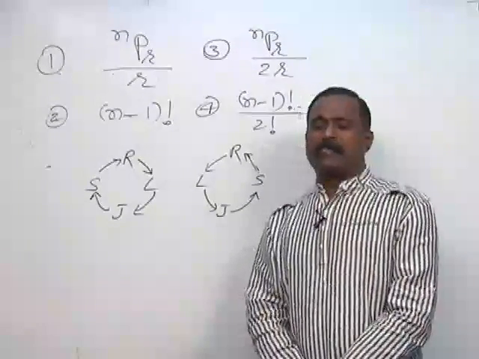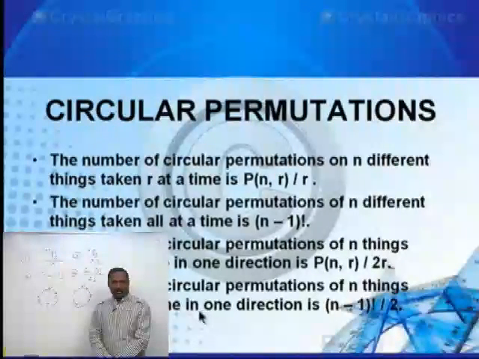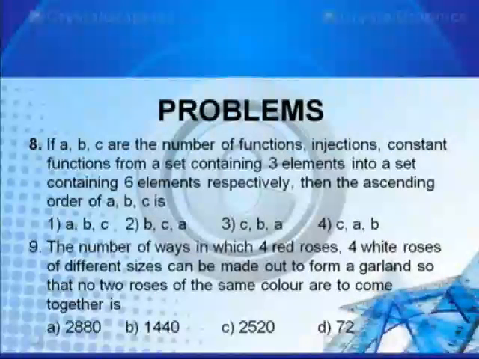And the fourth point: the number of circular permutations of n things taken all at a time in one direction, or you can say clockwise and anti-clockwise directions are treated the same, then it is (n minus 1) factorial upon 2 factorial. Okay. Ninth problem. Please see the slide. The number of ways in which 4 red roses and 4 white roses of different sizes can be made out to form a garland so that no 2 roses of the same color come together is.